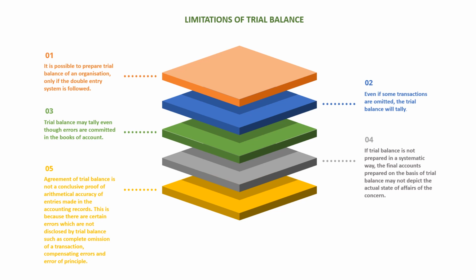5. Agreement of trial balance is not a conclusive proof of arithmetical accuracy of entries made in the accounting records. This is because there are certain errors which are not disclosed by trial balance, such as complete omission of a transaction, compensating errors, and error of principle.